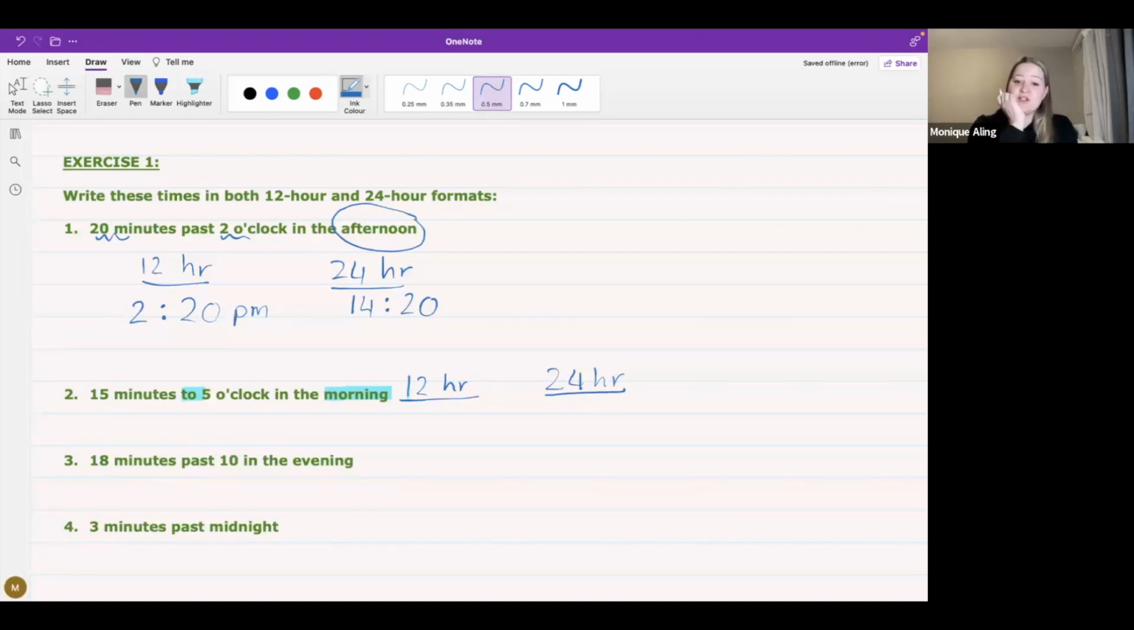Okay, if you have an answer for question 2, let's see it in the chat. Awesome. So we've got 12-hour coming through and 24-hour. Okay, so 15 minutes to 5 o'clock, so it's not 5 o'clock yet. That means it is 4:45. And because it's 12-hour and we know it's in the morning, we say AM. For 24-hour, it's in the morning, so it's 04:45. We don't need to specify AM or PM, but we can see that that is morning.